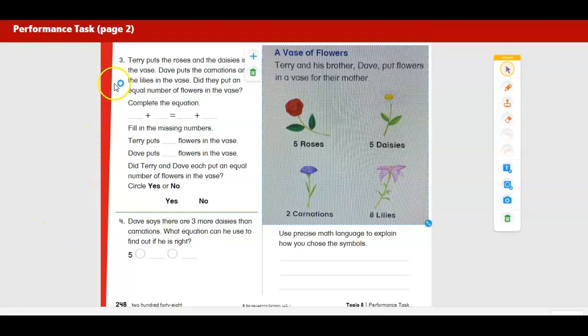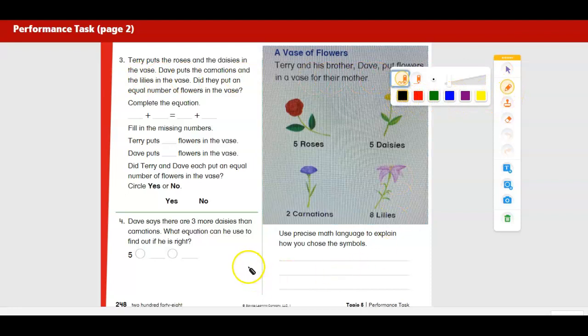On number 3, it says, Terry puts the roses and daisies in the vase. Dave puts the carnations and lilies in the vase. Did they put an equal number of flowers in the vase? Complete the equation. So what you are going to do, you are going to use the flower chart that we saw in the beginning.